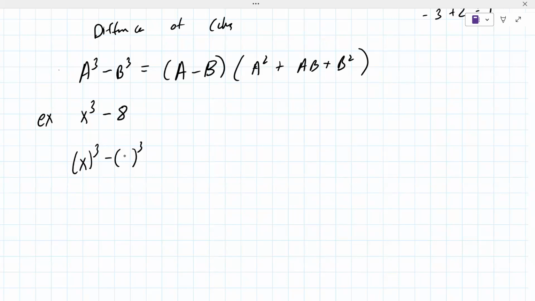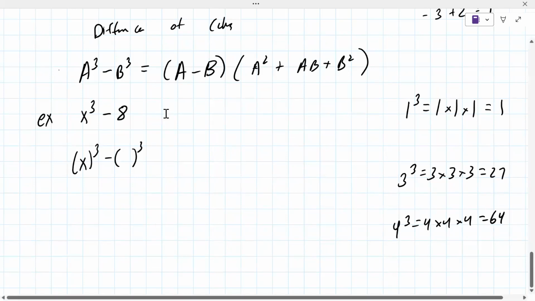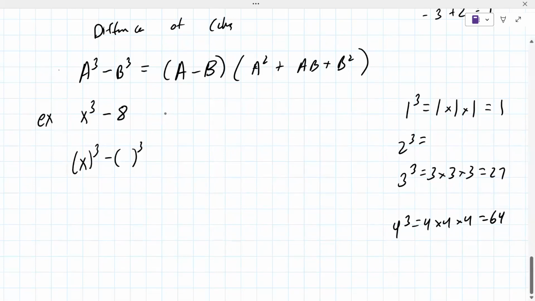Is my question clear, or do you want me to kind of explain it differently? Yeah, I'm confused. Okay, so 1 cubed is 1 times 1 times 1. 3 cubed is 3 times 3 times 3, which is 27. 4 cubed is 4 times 4 times 4, which is 64. The one I've not done is the answer. 2 cubed is 2 times 2 times 2, which is 8. Okay, that makes sense.